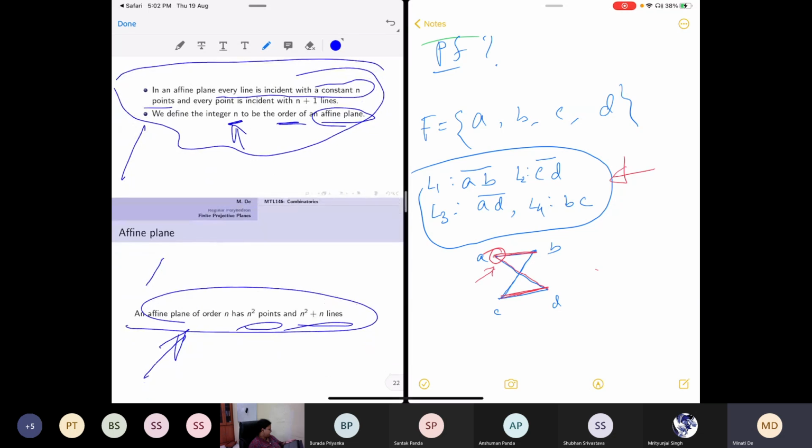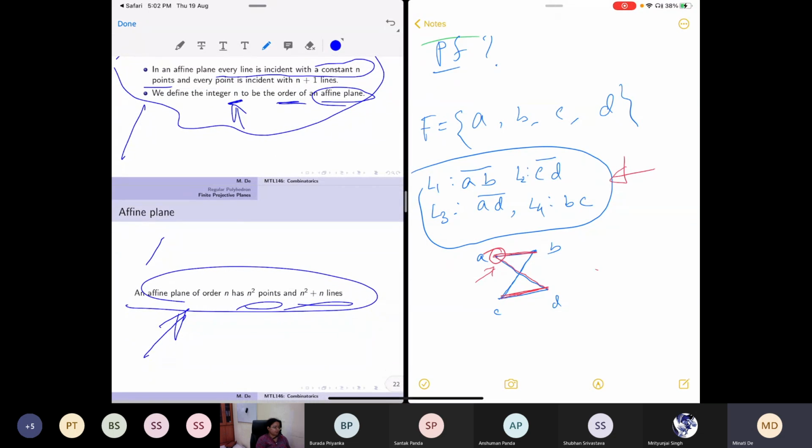Okay, I think that's it for today. I think we are running late also today. So, do you have any question? Any question? Just try to build your own proof for these affine planes, which is very similar to finite projective planes. Any question? If no question, let's meet again next Monday.